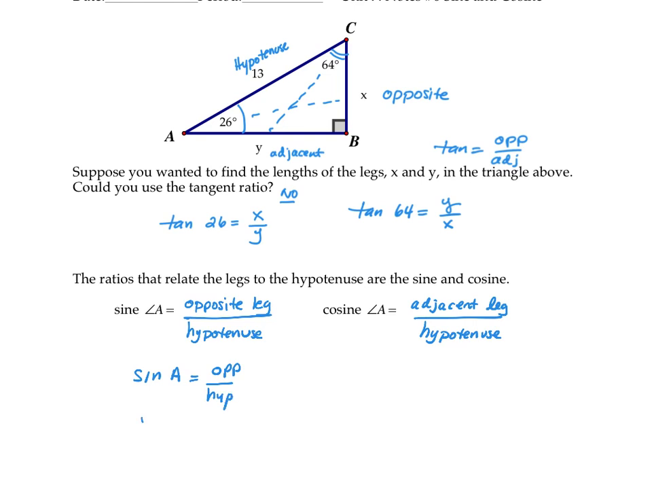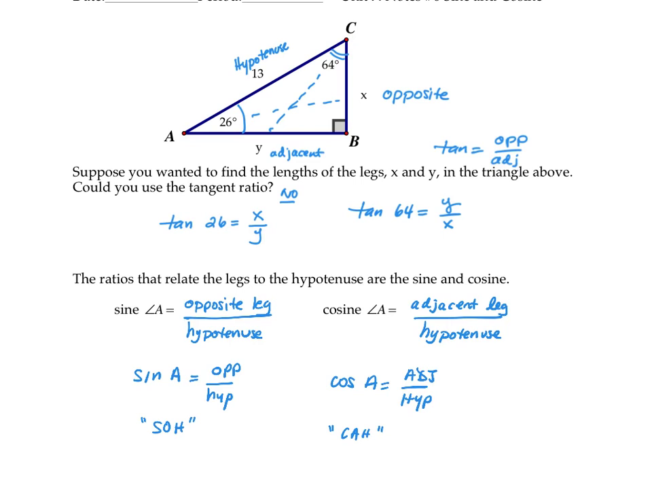They would be sine, not pronounced sin, but sine of A equals opposite over hypotenuse. And a quick way to remember that is to think SOH, S-O-H, sine is opposite over hypotenuse. And cosine could be abbreviated to COS, so please don't pronounce it cos, it's cosine of our angle A, and that's equal to the adjacent leg over the hypotenuse. And that would abbreviate to CAH.